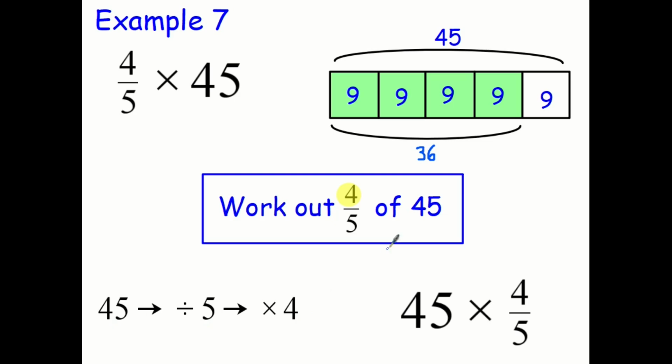So what have we done? We've done 45 divided by whatever number's on the denominator and then multiplied by what's on the numerator. Let's look at it in the bar model. 45 split into 5 equal parts, and then I've just shaded 4 of them and added it up to give 36.